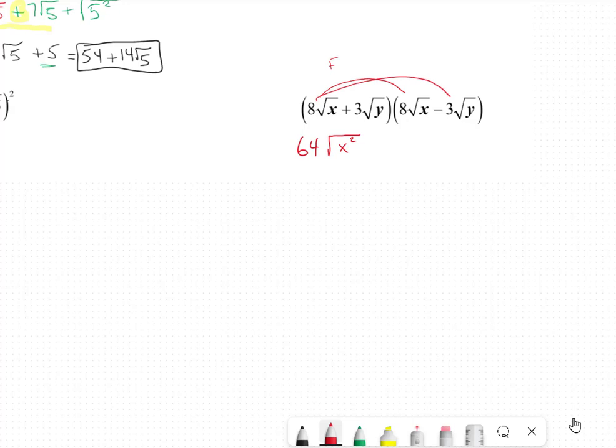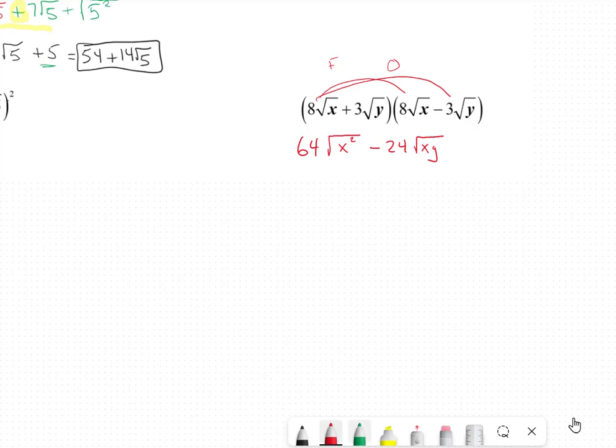Next, I'm going to take the outside. The O part of FOIL is outside terms. Now, 8 square root of x times negative 3 square root of y. I can take the 8 whole number times the 3 whole number and multiply those coefficients, and I get negative 24. Now, I can take the square root of x times the square root of y, and I get the square root of xy.